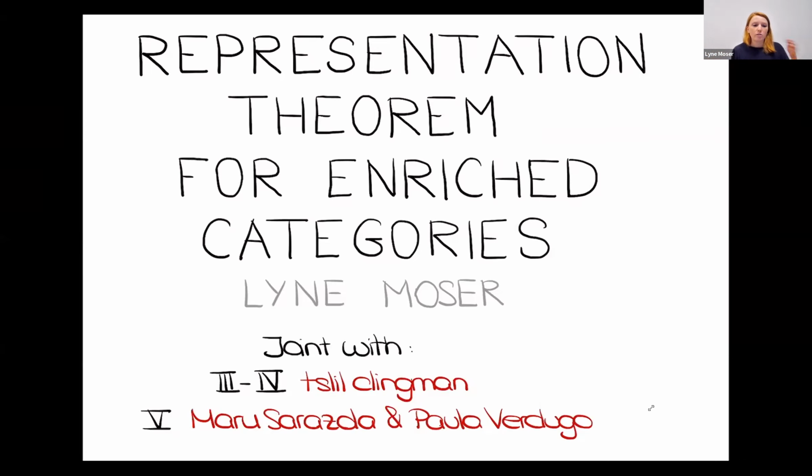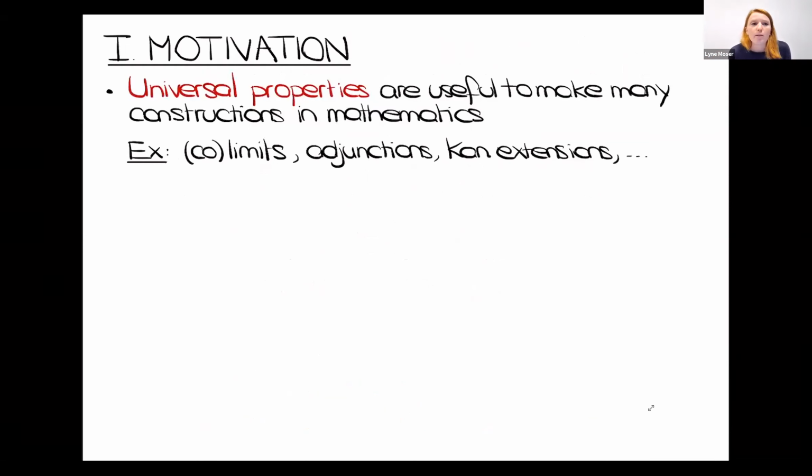And then in the second part of my talk, this is work in progress with Maru Sarazola and Paula Verdugo, and we're trying to prove a representation theorem for enriched categories. So the representation theorem is about understanding universal properties. As you probably know, universal properties are super useful in mathematics to make many constructions, such as limits, colimits, adjunctions, and extensions.